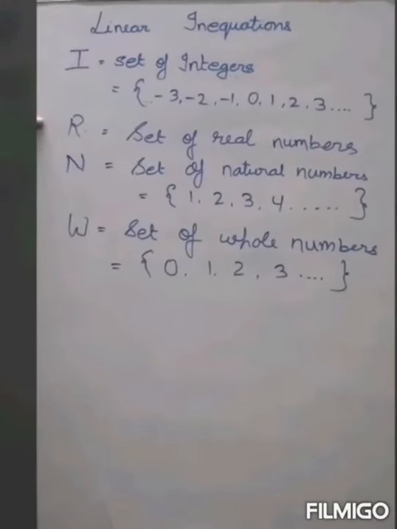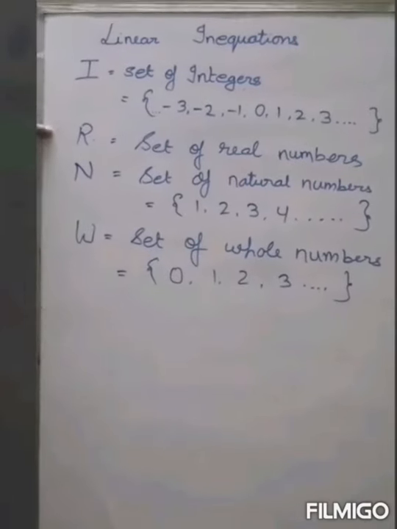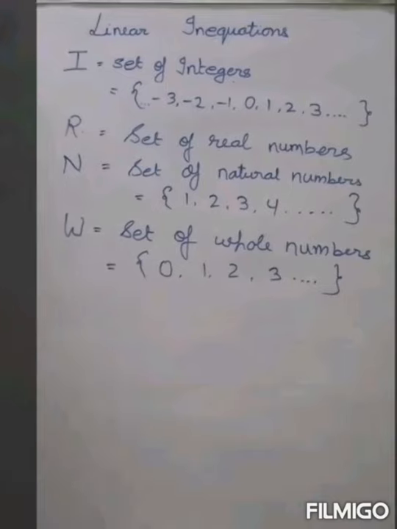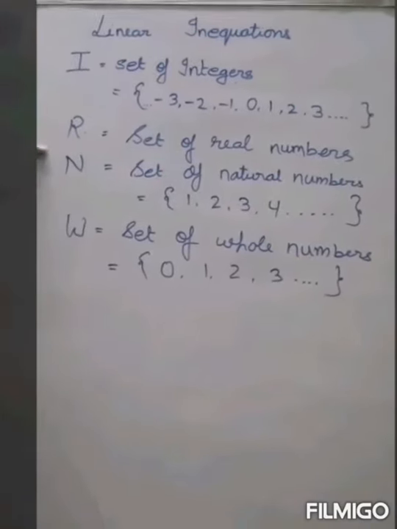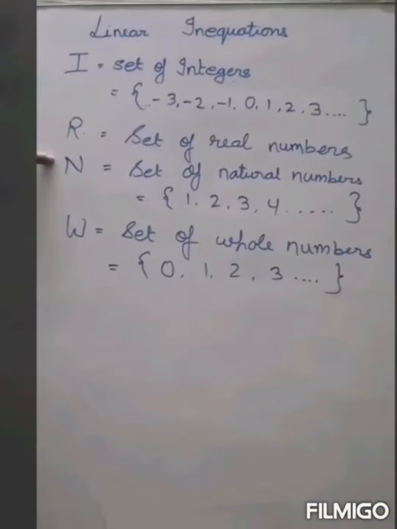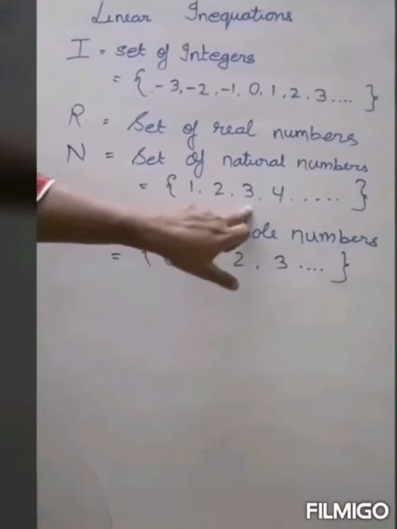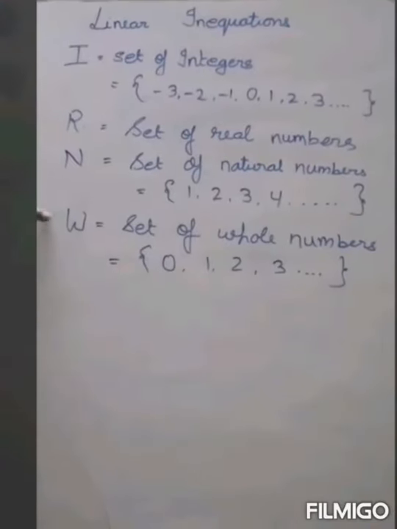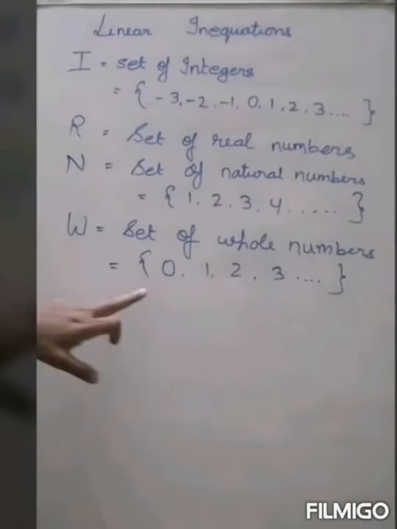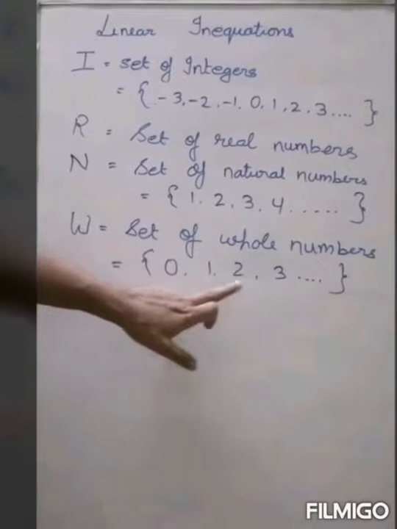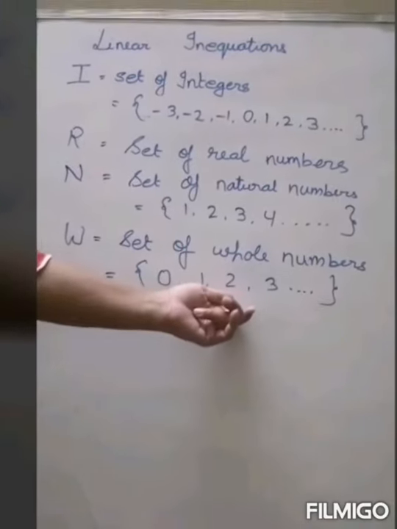Second, R is a set of real numbers. It includes all the integers plus all the rational numbers, all the fractions, all the decimal numbers. Third is N. N is a set of natural numbers. It includes only positive integers 1, 2, 3, 4 and so on. Then comes W. W is a set of whole numbers. It includes only 0 and 1, 2, 3. It includes 0 and all the positive integers.